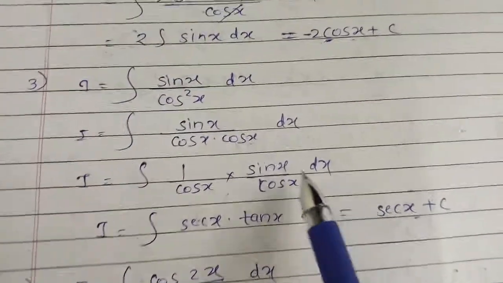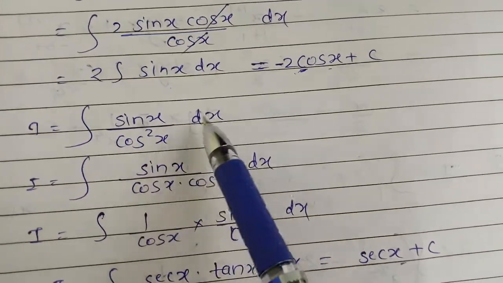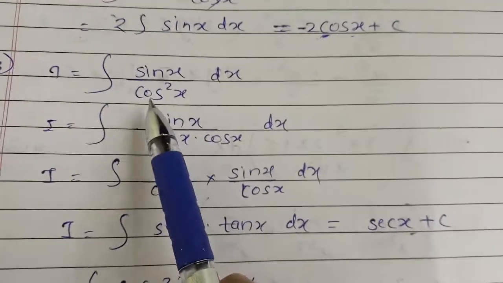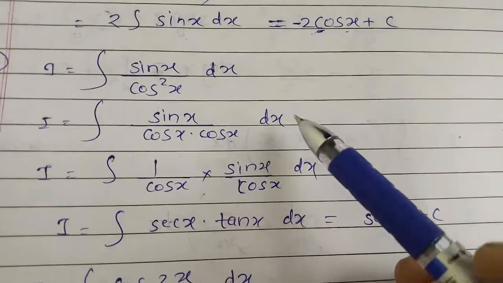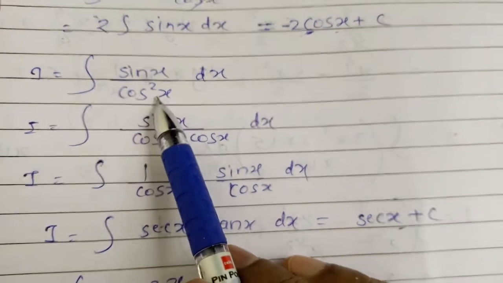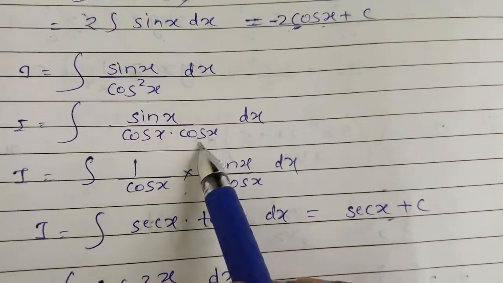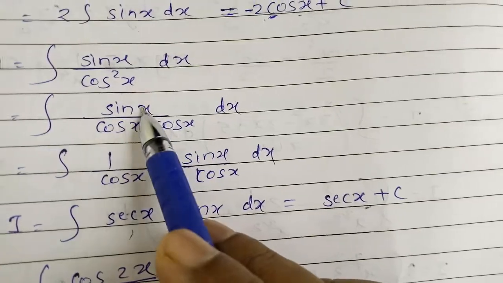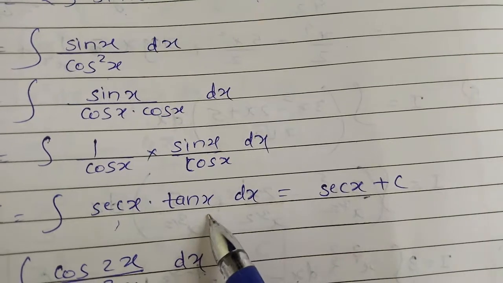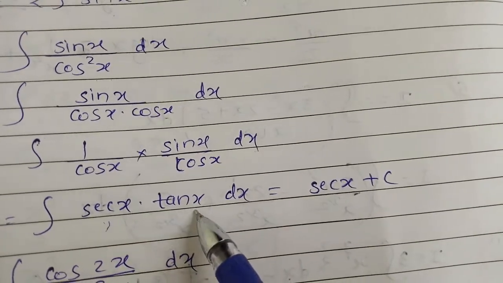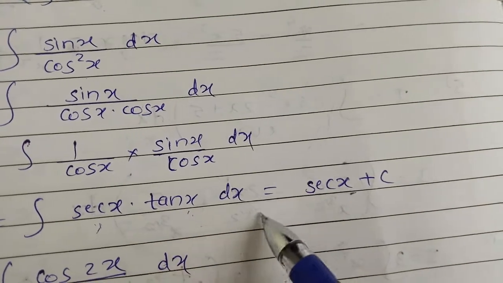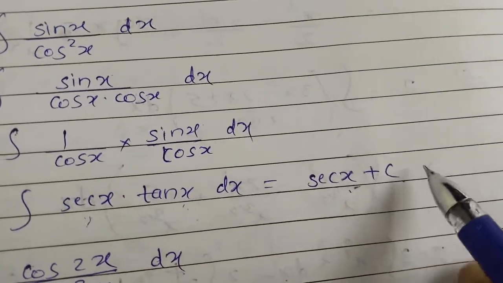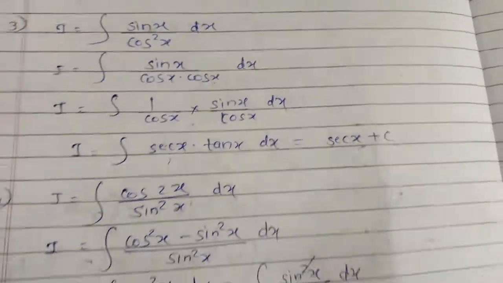Now see the third example, that is integration of sin x upon cos square x dx. So here we are going to separate these two terms, that is cos square x we are going to separate into cos x into cos x. Because there is no formula for cos square x, if we separate these two terms, we get 1 upon cos x, which is nothing but sec x, and sin x upon cos x is nothing but tan x. So here we get the formula, that is sec x into tan x. So integration of sec x into tan x dx is nothing but sec x plus c. So whenever you take the integration, always write down the c at the end.